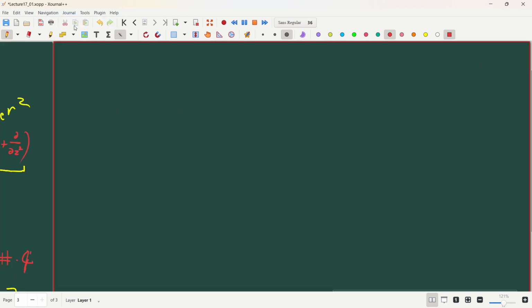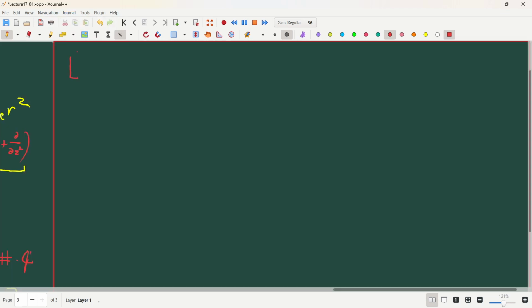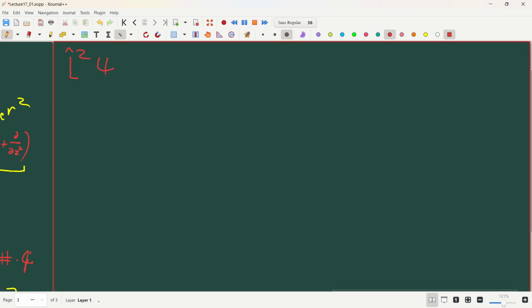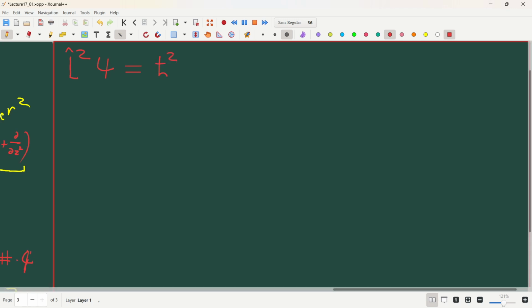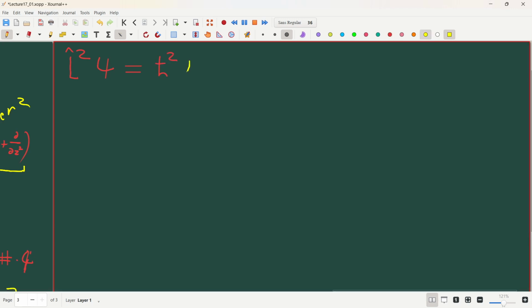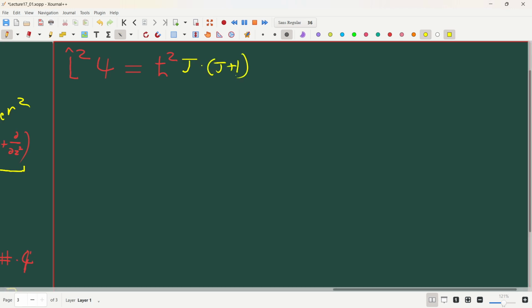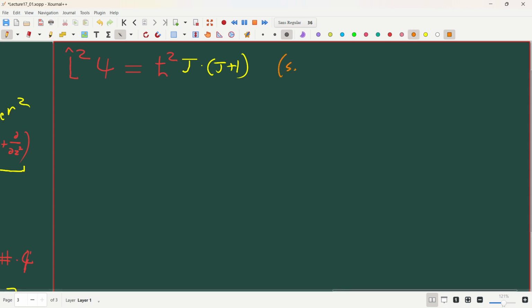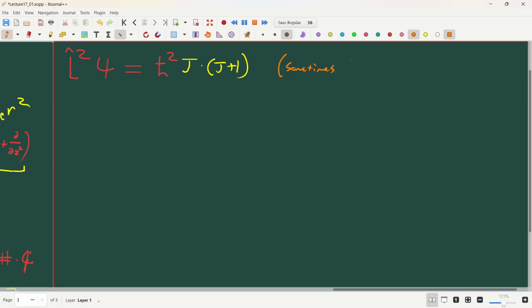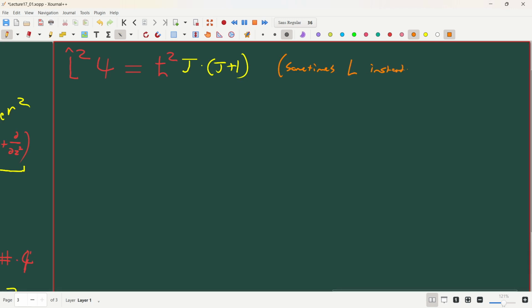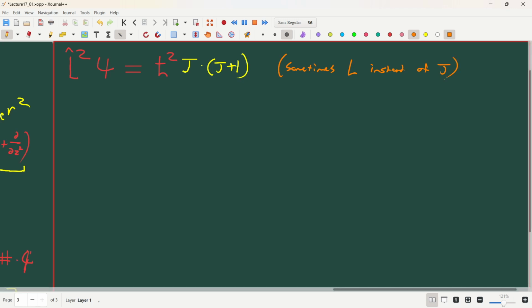Okay, so we're going to solve this equation. And what we find is amazing, a really simple result: L squared applied to the wave functions is equal to h bar squared times this new quantum number, j, times j plus 1. Sometimes it's called L, sometimes it's called j. I'm going to use j for now. When we talk about the hydrogen atom, I will tell you the difference between why we use j and L. It's not important right now, it's just a label.